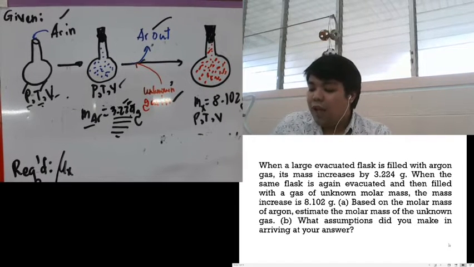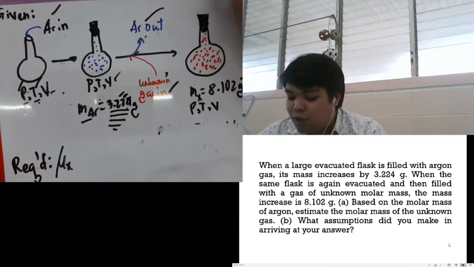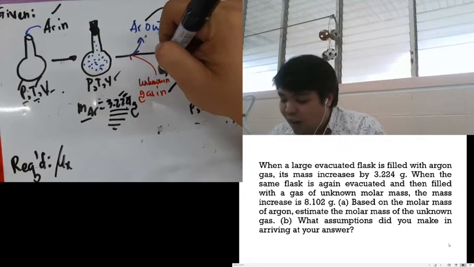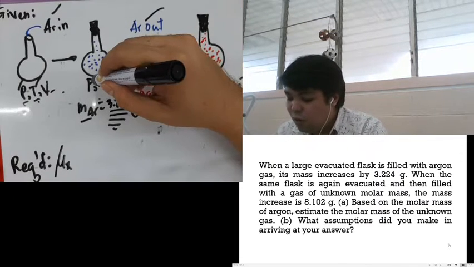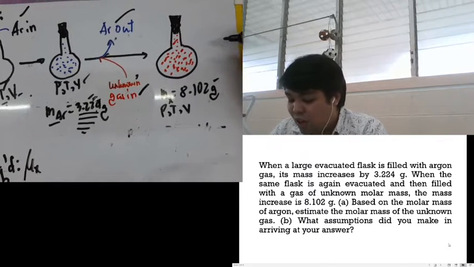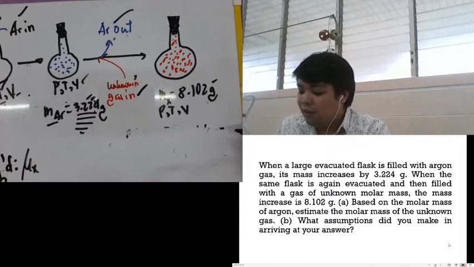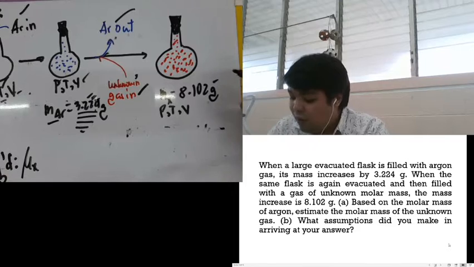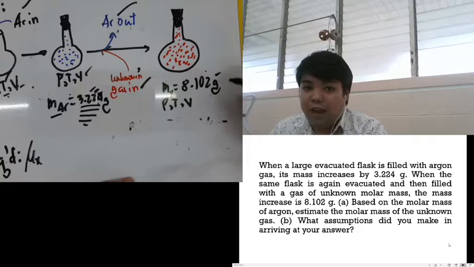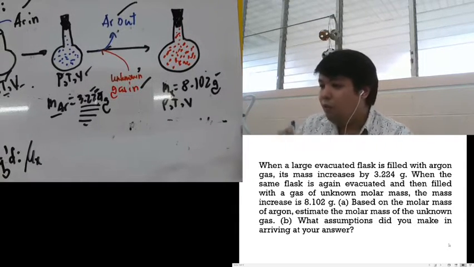Okay, so then we take argon out, then we replace it with an unknown gas at the same pressure and laboratory conditions, and it has shown that the mass increase changed from 3.224 to 8.102 grams. This means that this mass increase is due to the mass of the added unknown gas. So what we were trying to find here is the molar mass of the unknown gas X.